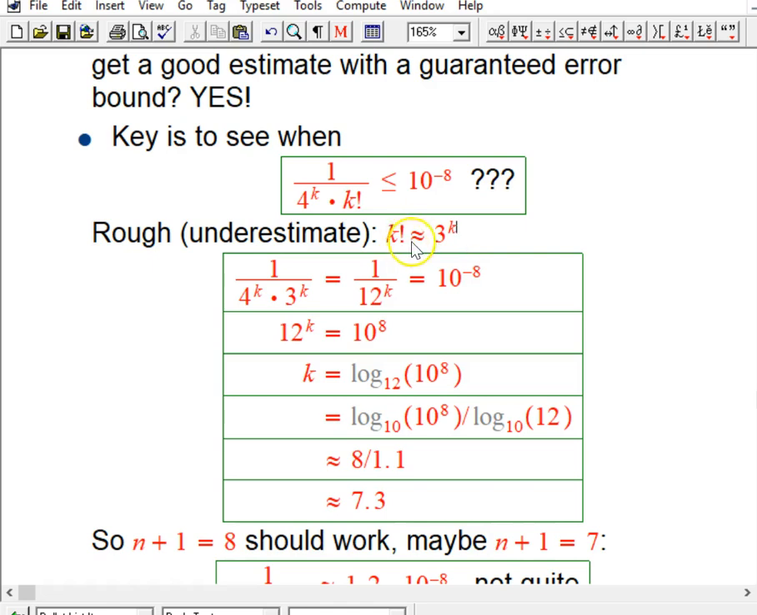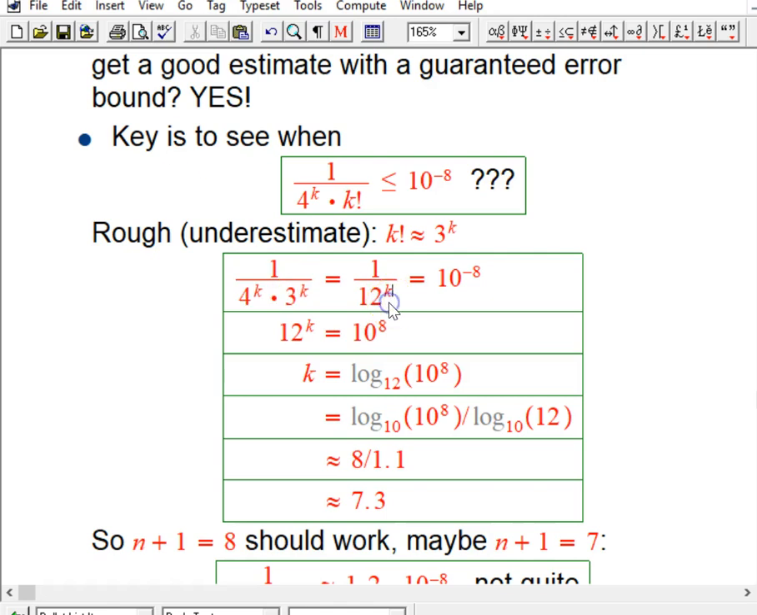Pretty soon, for k bigger than 3, or I guess 4 or 5, k factorial is going to be bigger than 3 to the k, because it's a product of 1 times 2 times 3 times 4 times 5 times 6, so the numbers get bigger than 3. So roughly that's something we could use as a guideline. The reason that's nice is that if it were 1 over 4 to the k times 3 to the k, we could really nail it down with algebra. And it just gives us a place to start our trial and error.